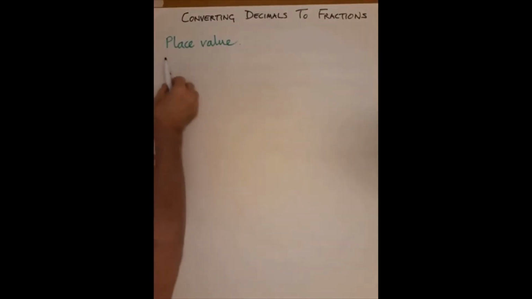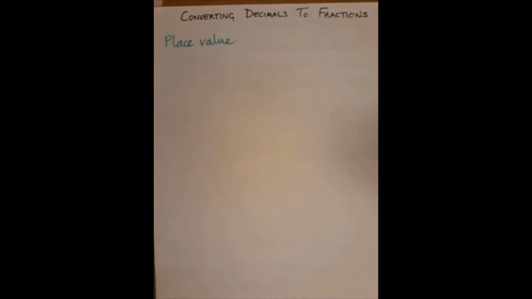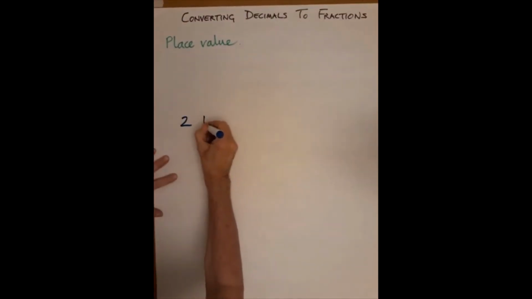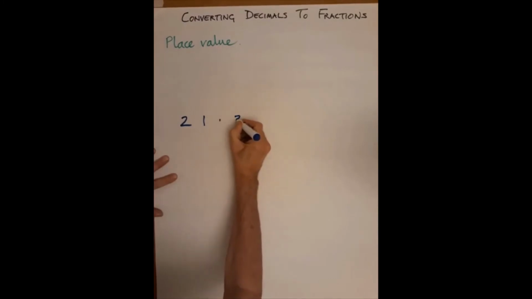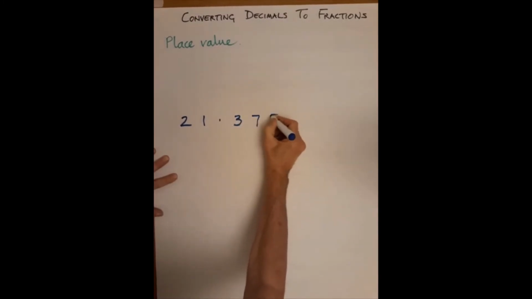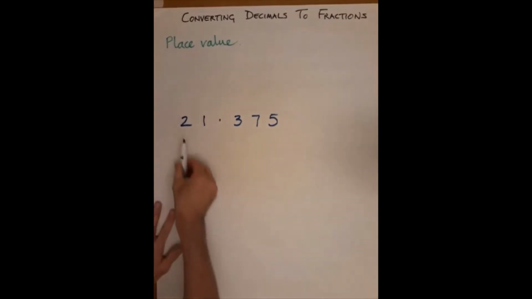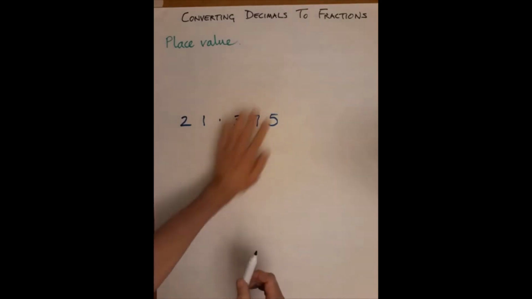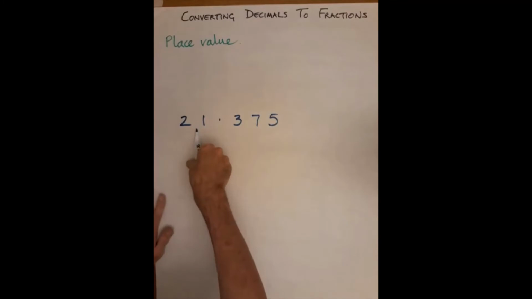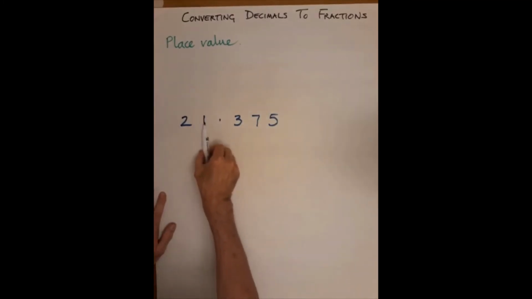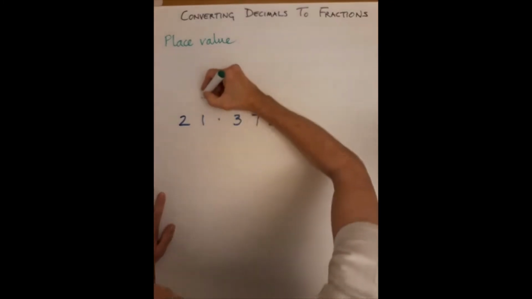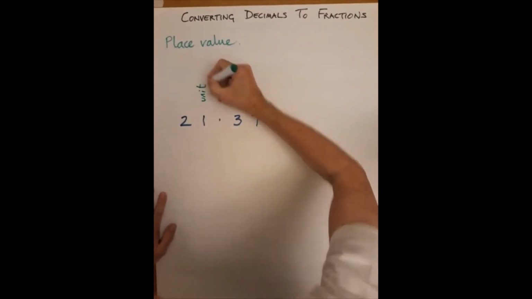Now, you already know what place value is, but I'm going to remind you of it because it's almost like going back to junior school. So let's have a look at that right now. Suppose I take the number 21.375. Each of these numbers has a value. If we ignore this for a moment, just deal with these, we know that this is 1, it's 1 unit is what we would call it. So that's a 1 unit.